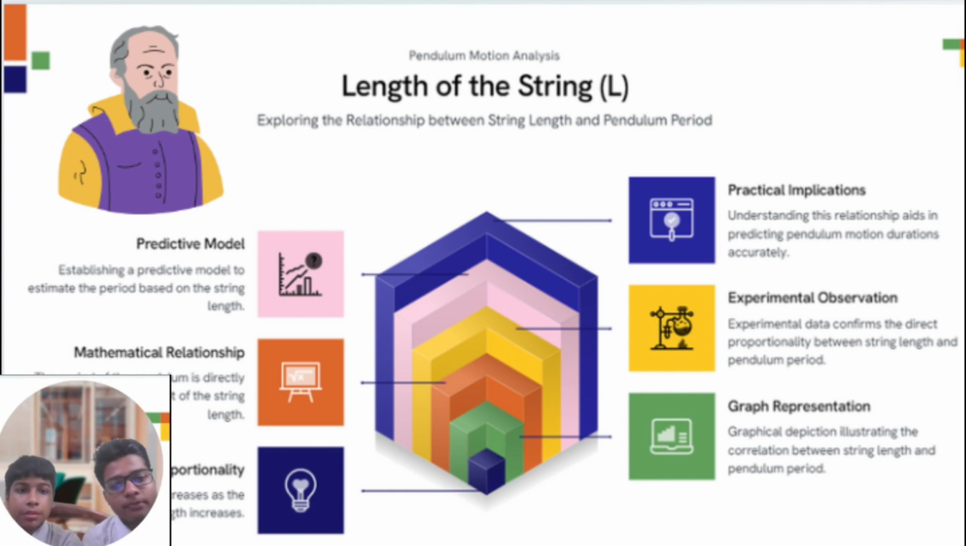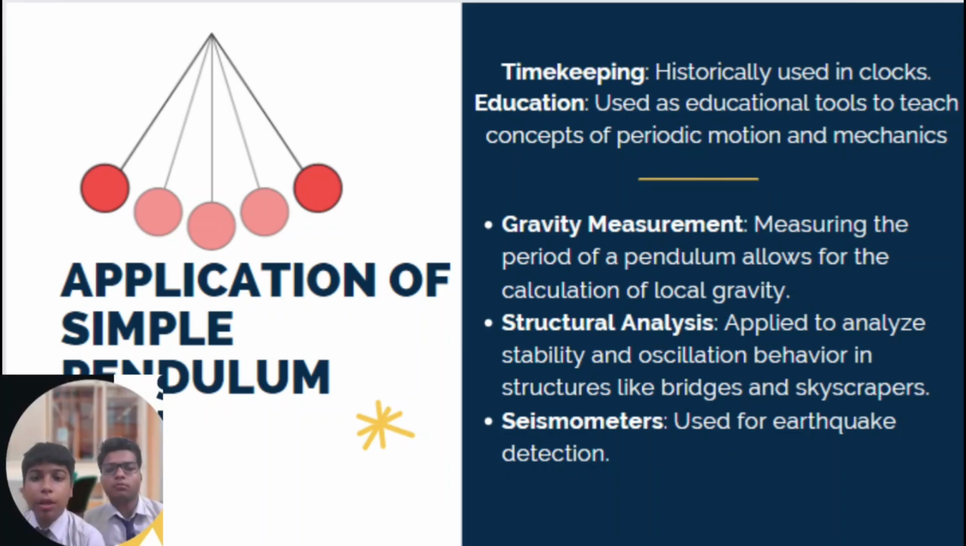Experimental observation: experimental data confirm the direct proportionality between string length and pendulum period. Graph representation: a graphical depiction illustrating the correlation between string length and period. We will tell you about applications of the simple pendulum.